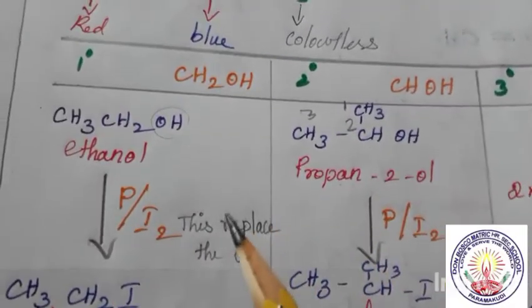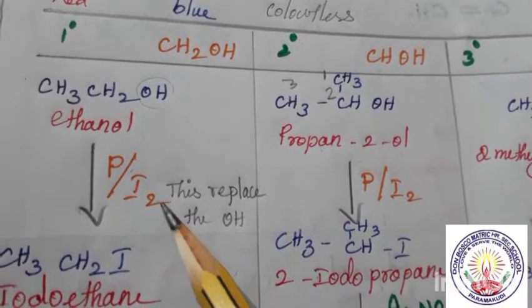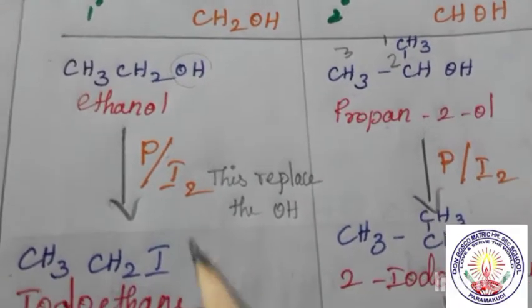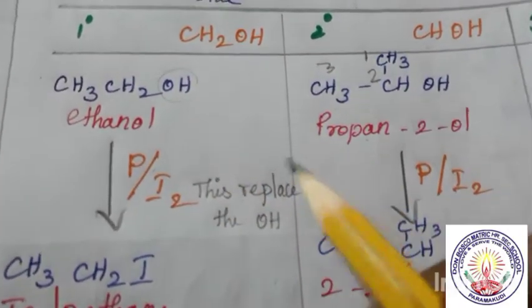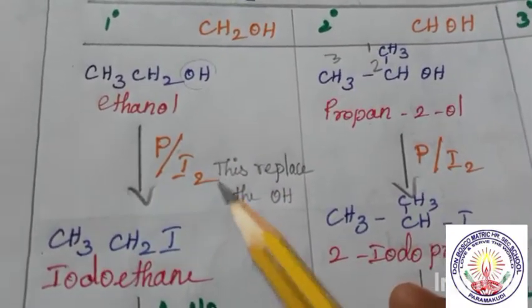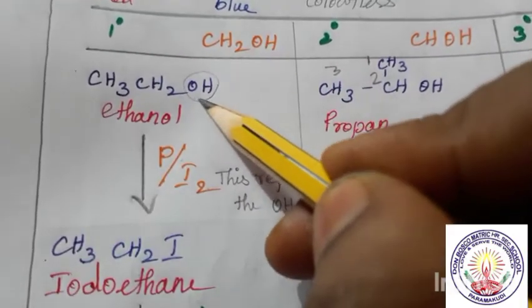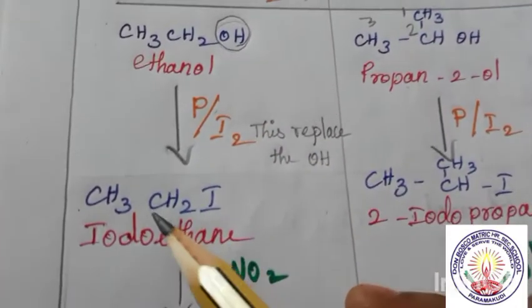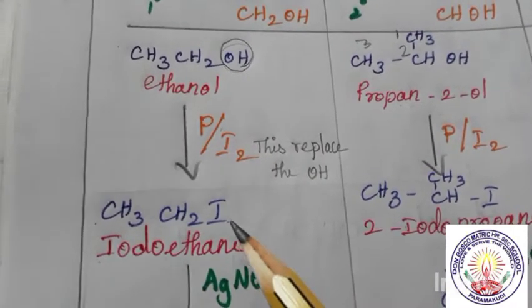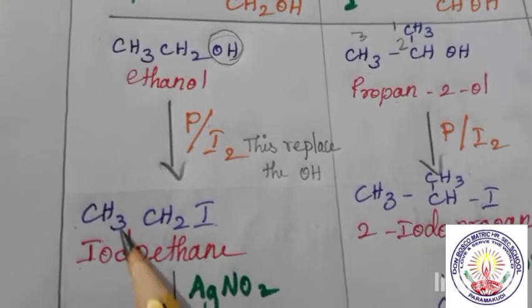So the first substance we are adding is red phosphorus and iodine. The iodine breaks and becomes I plus or I minus. This iodide ion replaces the OH. Therefore we are getting CH3 CH2 I, and the IUPAC name is iodoethane.